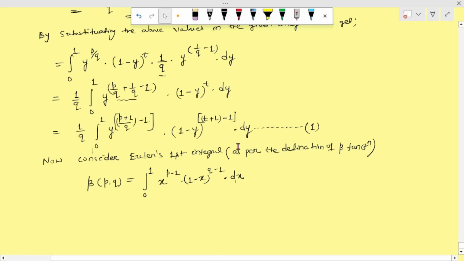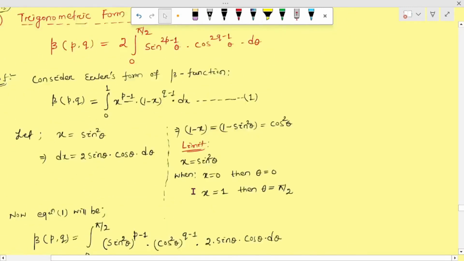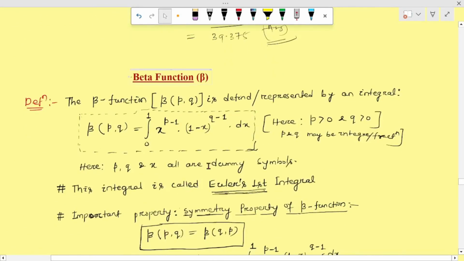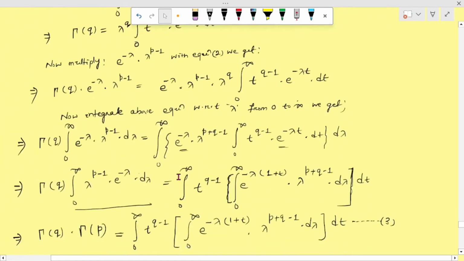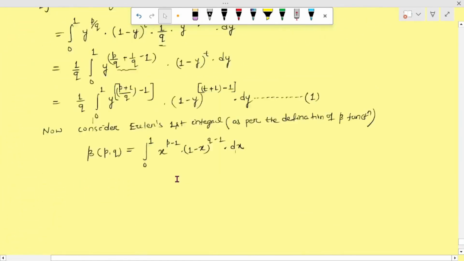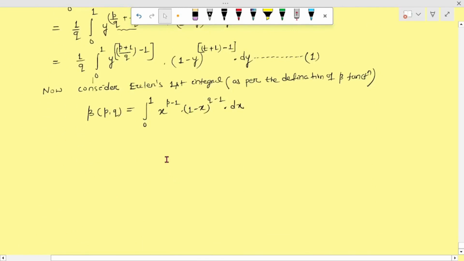These things we have already discussed. Here I am going to show you. Initially we discussed this one. Here as per the definition, beta pq equals x to the power p minus 1 into 1 minus x to the power q minus 1, and this is also called Euler's first integral. Now I am going to compare this one. Let me give it an equation number, equation number 2.